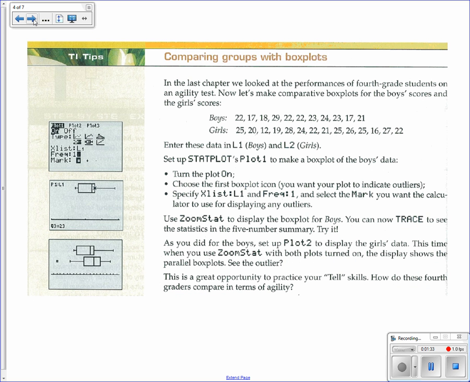Here's a TI tip as far as how to make a box plot on your calculator. It's not too difficult, as you're simply selecting a different type here than the histogram. It's the one that looks like a box plot that has the dots for the outliers.